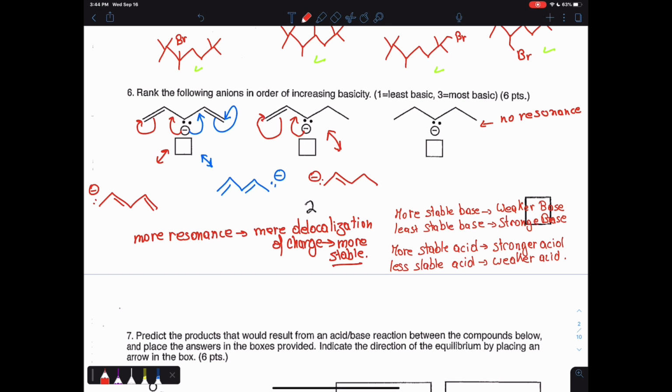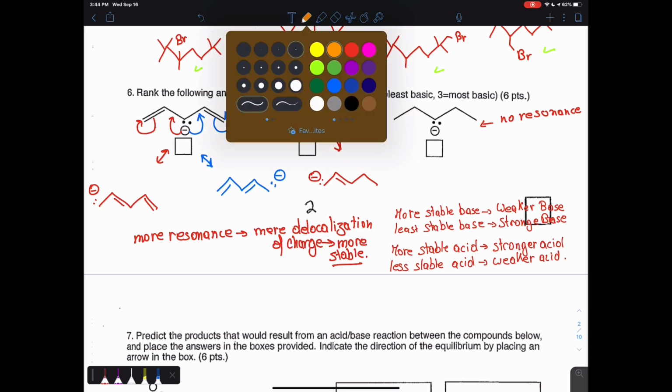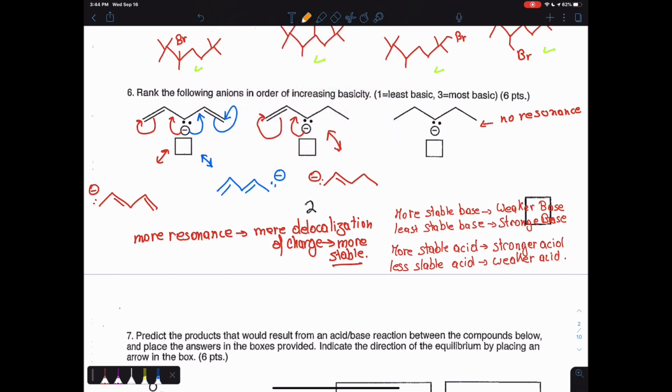Alright, so now that we know that the first compound has the most resonance, it has 2 resonance. This means it has the most delocalization of charge, which means it's the most stable base, which means the weaker base. I know it's kind of weird that it's the opposite, so more stable base is the weaker base. Just make sure you know it. So that makes it the weakest base, which means it's going to be number 1.